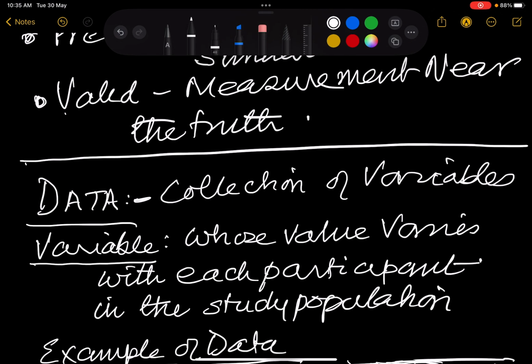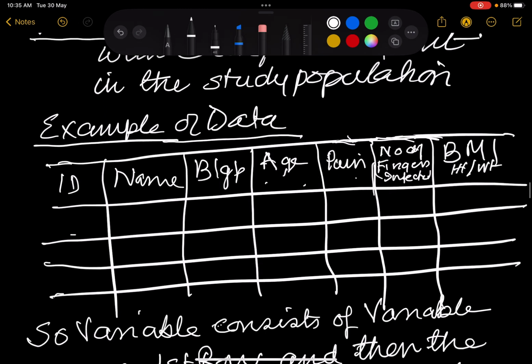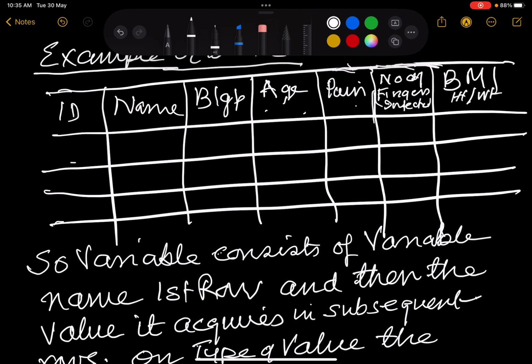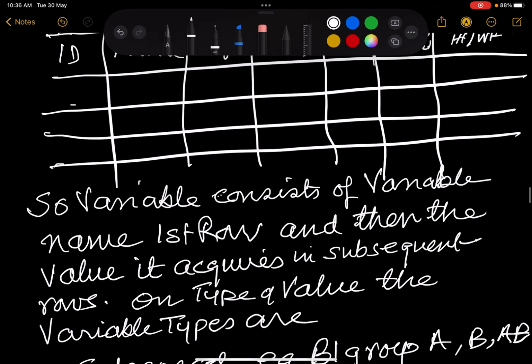What is data? Data is a collection of variables. Variables, what is a variable? Variable is that whose value varies with each participant in the study population. Here is the example of data. First you have variable names. The first row, first column is identification, which participant, and then subsequent cells are the value that the variable is having for that particular participant.